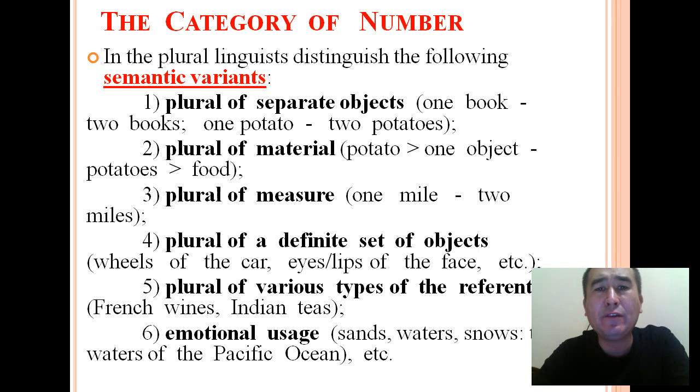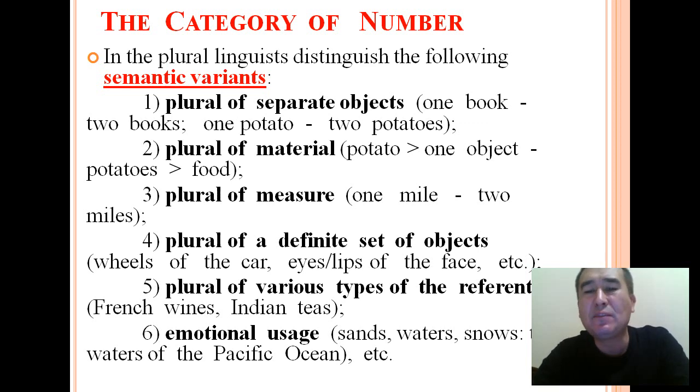In the category of number, linguists distinguish the following semantic variants of the plural. 1. Plural of separate objects: one book, two books; one potato, two potatoes. 2. Plural of material: potato, one object; potatoes, food. 3. Plural of measure: 1 mile, 2 miles. 4. Plural of a definite set of objects: wheels of the car, eyes, lips of the face, etc.